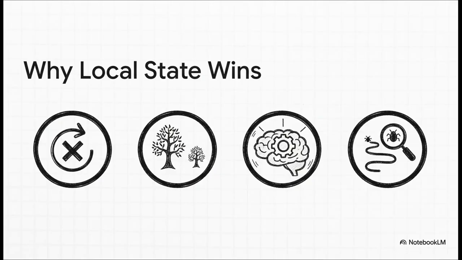So why are we so obsessed with this? Well, because when you keep state local, you get fewer re-renders. Your render trees are smaller. Memoization, React.memo, actually works the way it's supposed to. And your code? It's a million times easier to figure out what's going on when you have to debug something. It's a massive win all around.